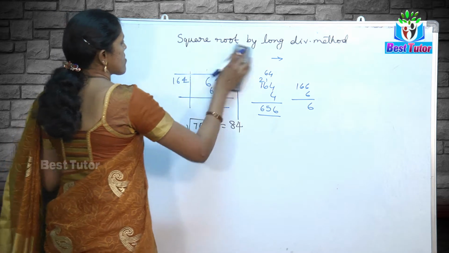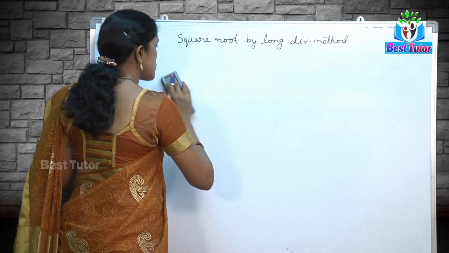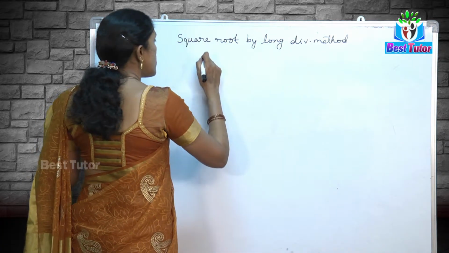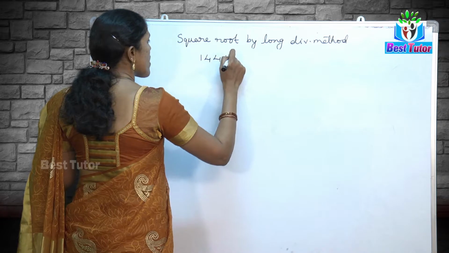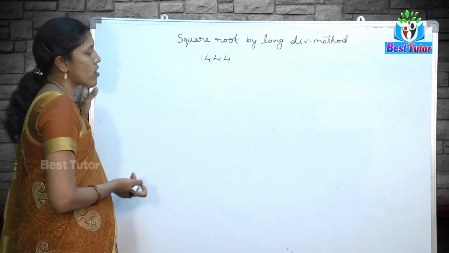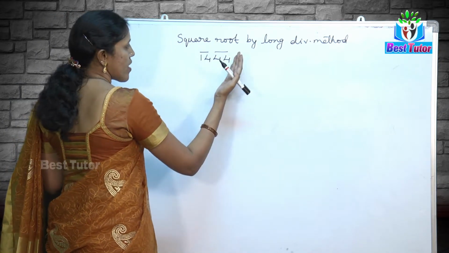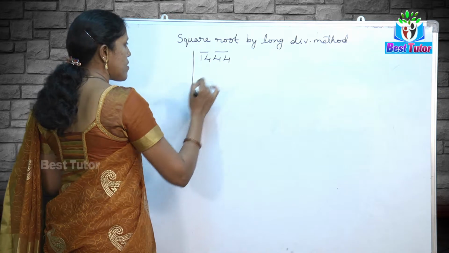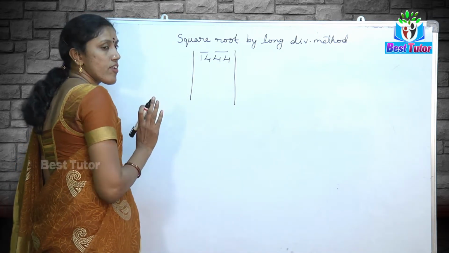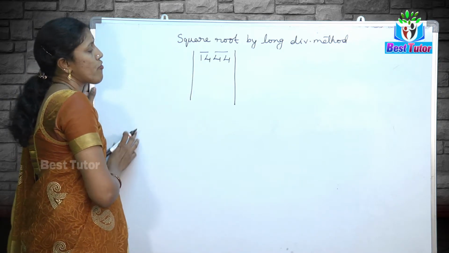Let us move on to the next example. 1444. Even in this one we do not know whether it is going to be a perfect square or not. Let us try. Step 1, pairing of the numbers from right to left. Second step, choose the first pair and select a perfect square which is less than the given pair. Here 14 is the pair.